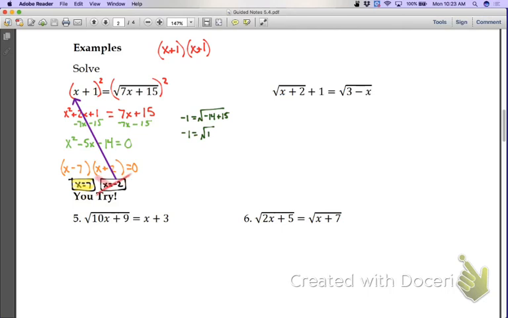There are going to be times that you're going to have answers that are okay, but in this case, this is not one of those times. Negative 2 will not work because the square root of a number is not going to produce a negative.